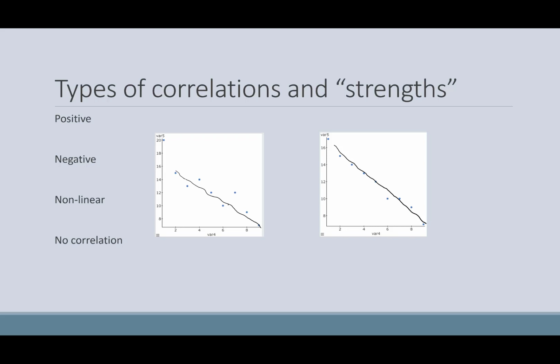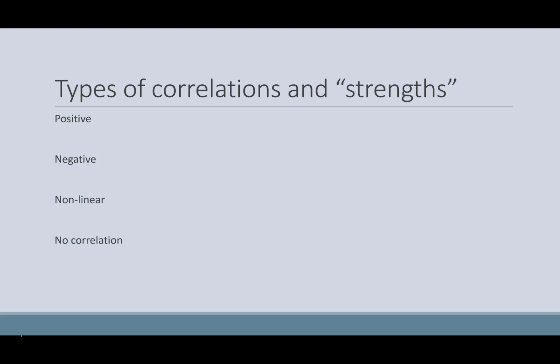Now we can also have the category of nonlinear. Nonlinear indicates that we have a pattern, but it's not a line. If I look at the example we have here, there's definitely a pattern going on, but we can see that it's not a straight line pattern. So when we see a pattern that is just not a straight line, we would consider that to be nonlinear correlation.